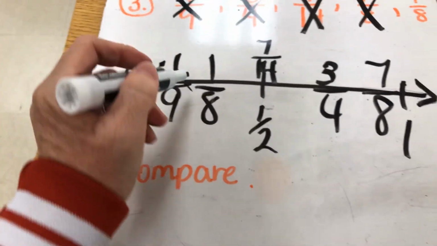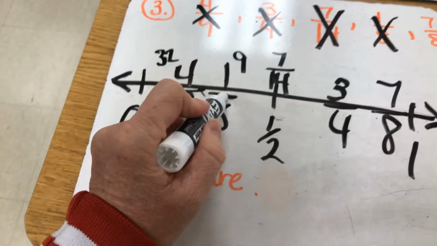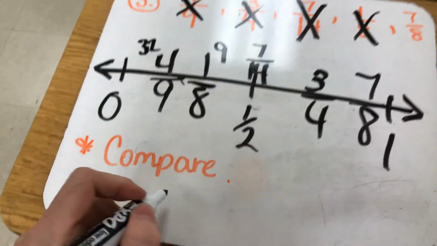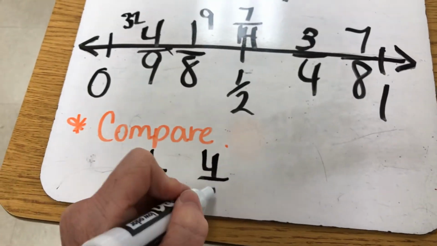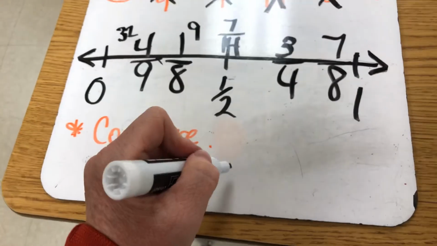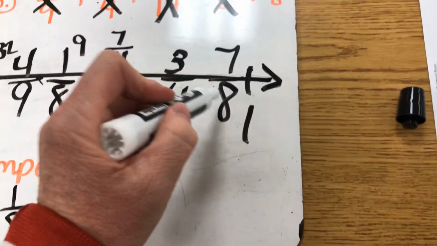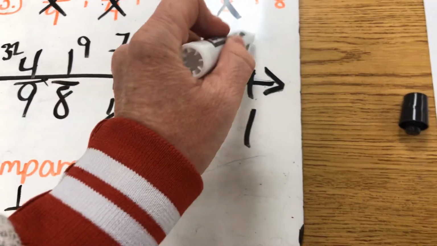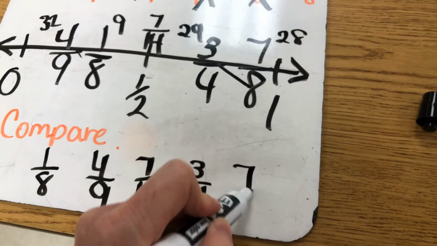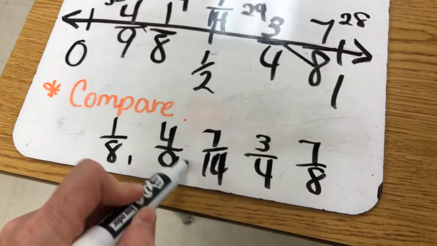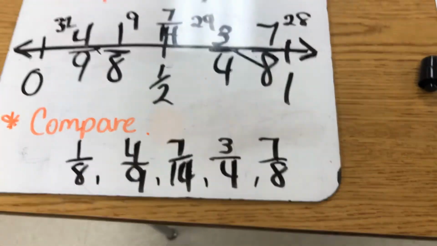So I actually am going to compare 4/9 and 1/8. So this is 32 and this is 9. Wow, so this has to be the smaller fraction. So I'm going to put 1/8 as the first one. That's the smallest one. Then it's going to be 4/9. Then 7/14 isn't going to change because it's the half. Then I have to compare these two. That's 24 and that's 28. So those are actually in the right order: 3/4 and 7/8. So there are my fractions in order from least to greatest.